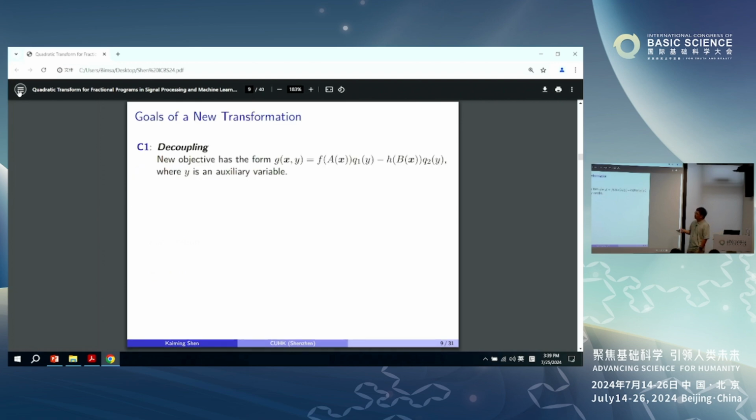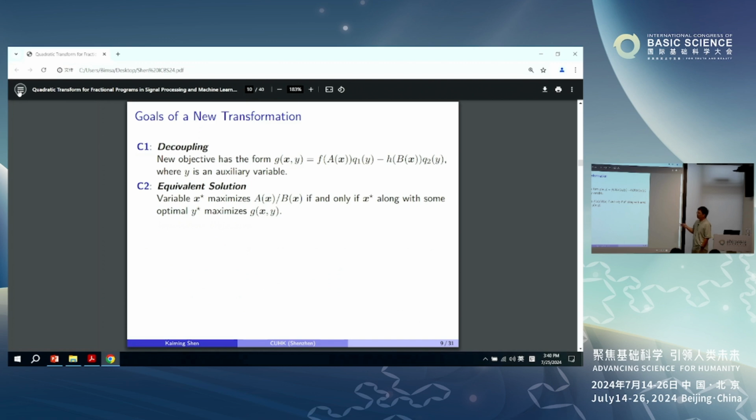Before proceeding to the new algorithm, let me first review why the classical methods cannot work for multiple ratios. Let me set a bunch of goals we want to pursue for the new transformation for the multiple ratio problem. The first target is to decouple the ratio. This is inspired by the classical method. By decoupling the ratio, we can make the problem easier to solve, and this is also true for the multiple ratio problem. So basically, we want to decouple A and B, and the new objective function is denoted by g. Again, we use y to denote the new variable introduced by the transformation.